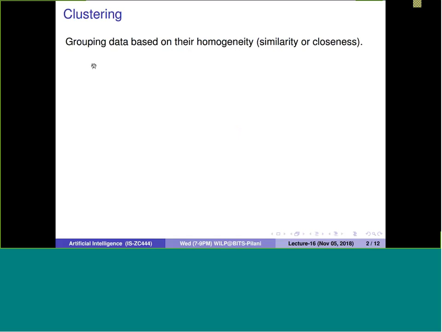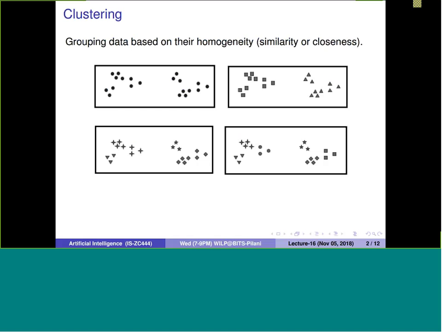You know what clustering is, okay? Grouping a database based on homogeneity means that when similar items are there, they are placed into the same set, otherwise not. Just consider this example, where we just consider the first one.